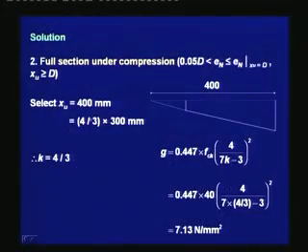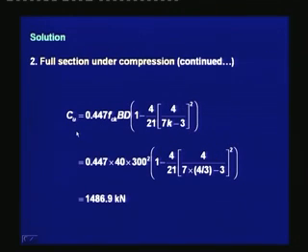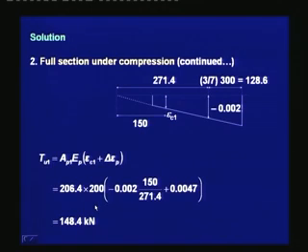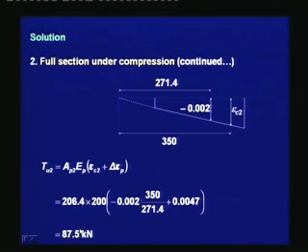Next, we are calculating for the full section under compression. We are selecting XU is equal to 400 millimeters. That means the depth of the section is 300, whereas XU lies 100 outside the section, where K is given as 4 by 3. We can calculate the value of G by the previous expression, and then we get the value of Cu. Again, substituting in the previous expression, we get Cu is equal to 1486.9 kilonewtons. We are calculating the strain in AP1, from which we get Tu1 is equal to 148.4 kilonewtons. Similarly, we are calculating the strain in AP2, from which Tu2 is equal to 87.5 kilonewtons.